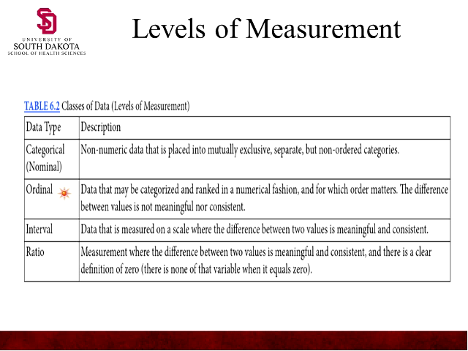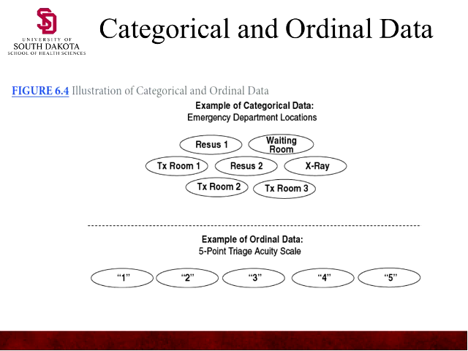Interval, that's data measured on a scale where the difference between 2 values is meaningful and constant. The difference between seeing 10 patients in the emergency room and 100, that's a pretty important difference as far as the volume. Then ratio, a measure where the difference between the 2 values is meaningful and consistent, and there's a clear definition of 0. There's none of that variable when it equals 0. So what it means is a ratio. 5 out of 10 people did this. 2 out of 10 had this.